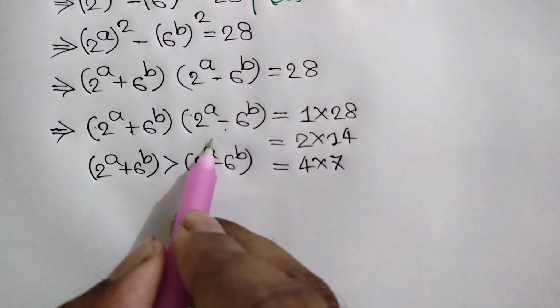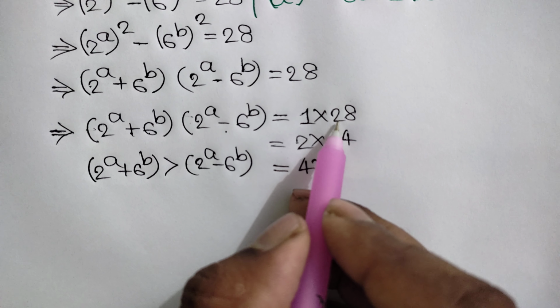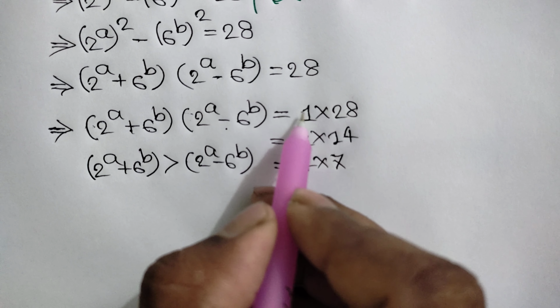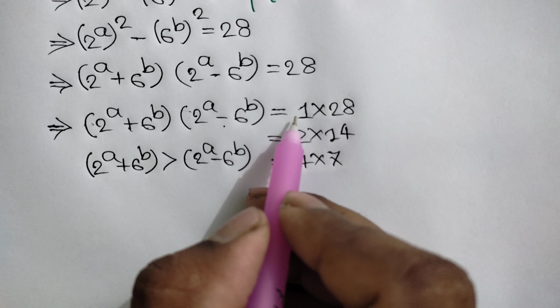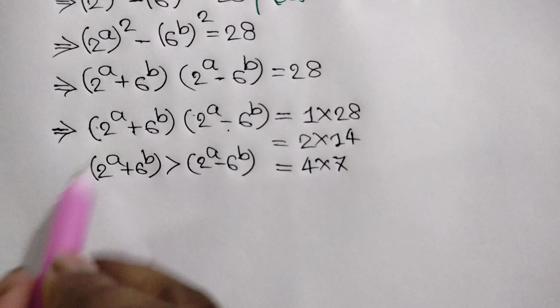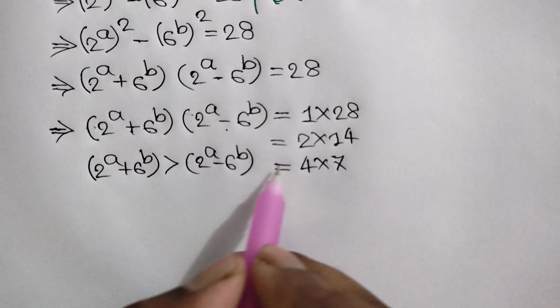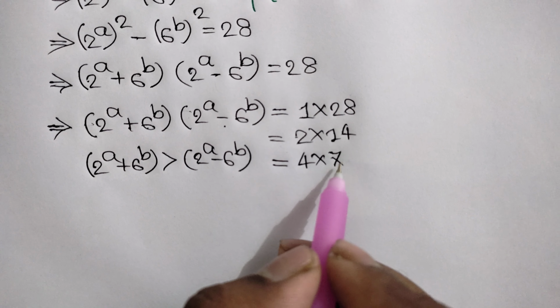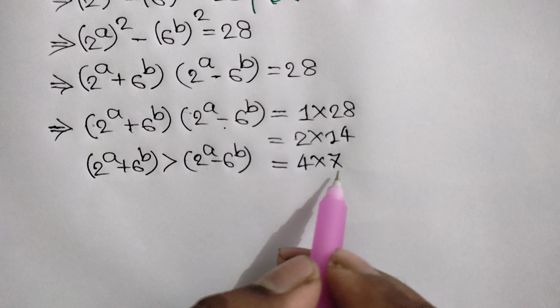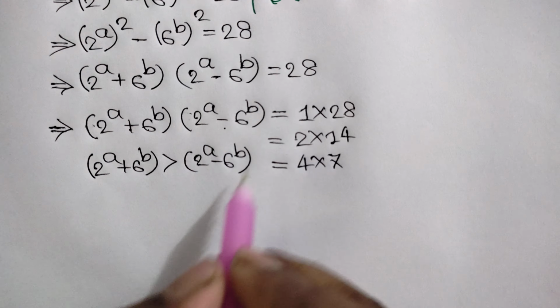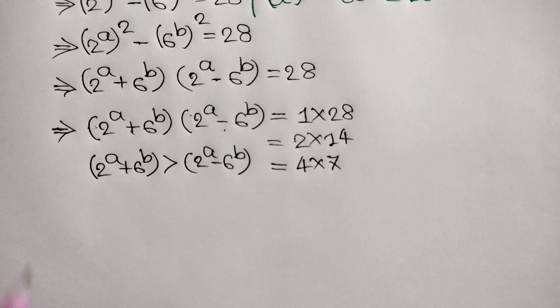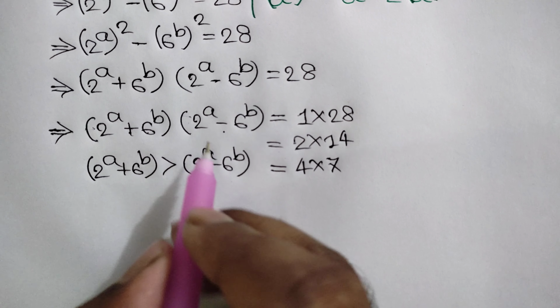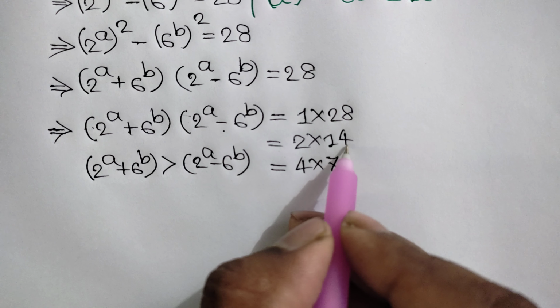So this cannot be equal to 1 times 28 because 1 is not an even number. Similarly, it cannot be equal to 4 times 7 because 7 is not an even number. So the only possible product is 2 times 14.